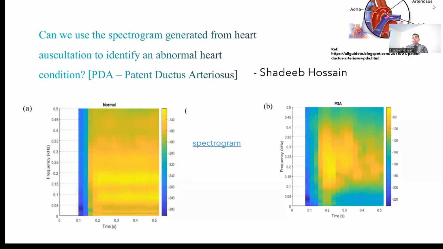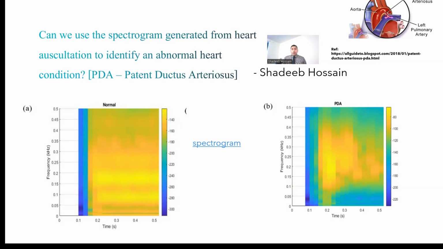You could see the diagram on the top of my screen, where what a PDA is is explained very clearly through an illustration. A patient with a PDA condition would have a blood flow going from the aorta to the left pulmonary artery. Under normal conditions, it doesn't exist. But a patient with a PDA would have an abnormal blood flow occurring between the aorta and the left pulmonary artery.